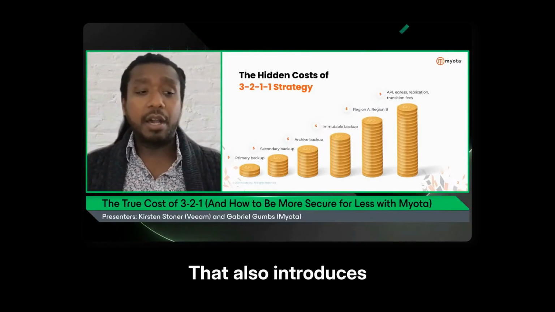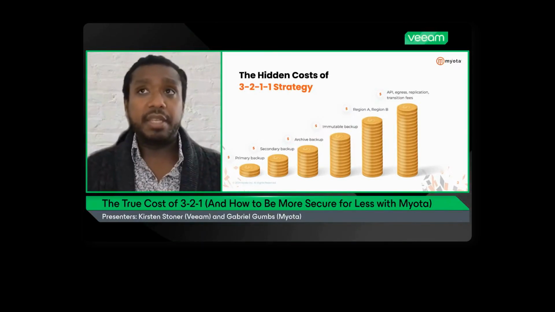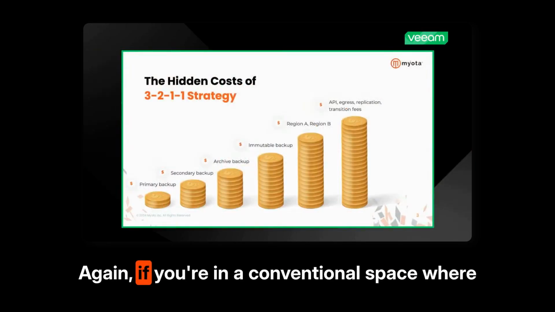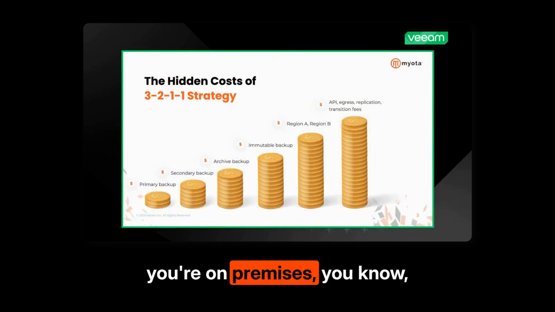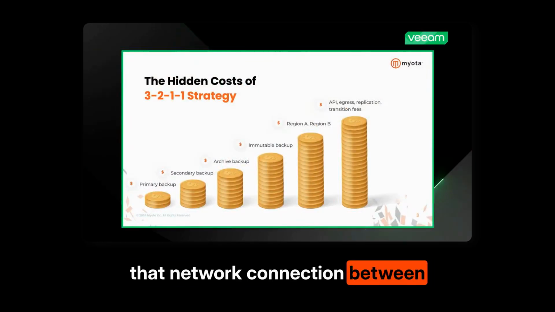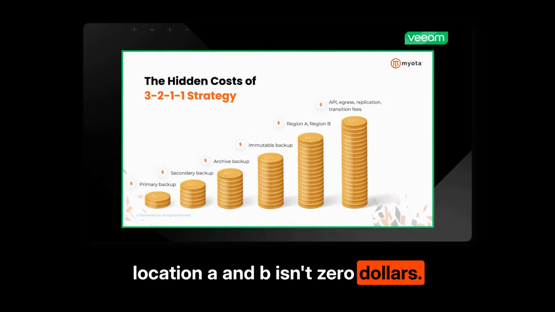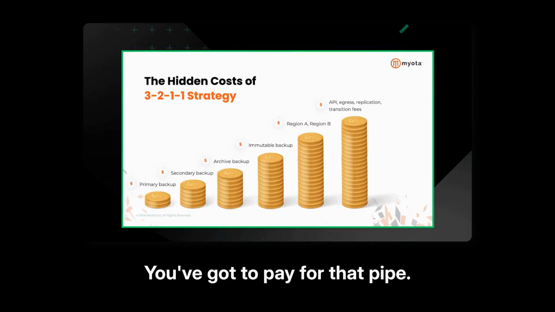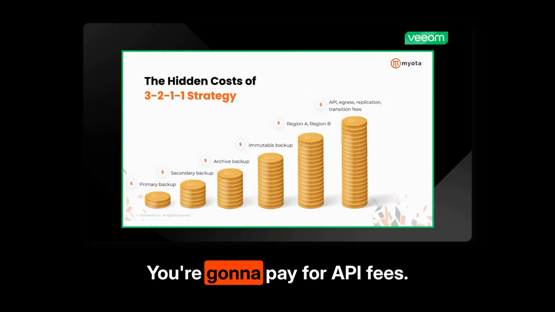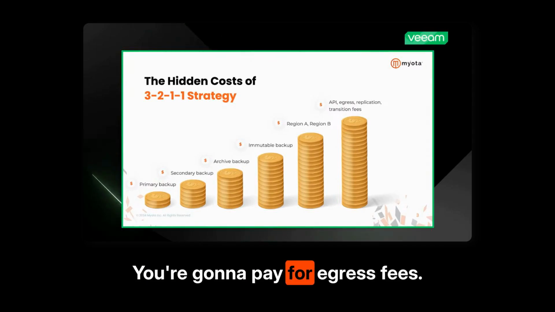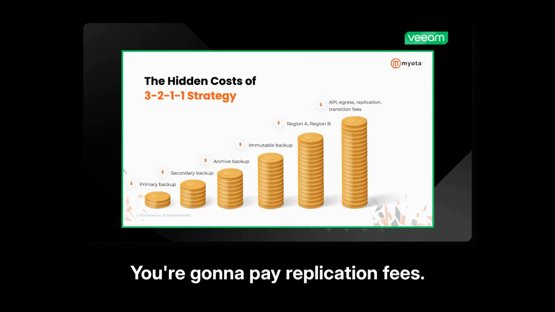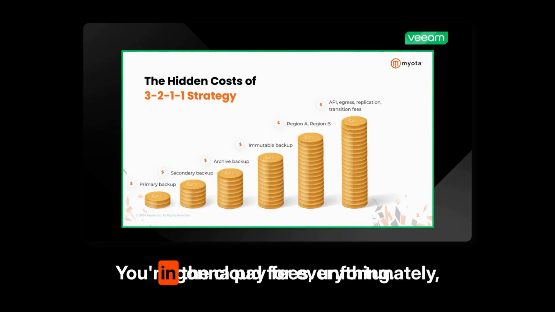That also introduces the cost for moving that data around. Again, if you're in a conventional space where you're on premises, that network connection between location A and B isn't $0. You've got to pay for that pipe. In the cloud, the same is true. You're going to pay for API fees. You're going to pay for egress fees. You're going to pay replication fees. You're going to pay fees, unfortunately, in the cloud for everything.